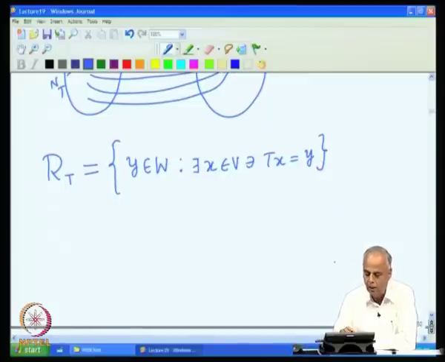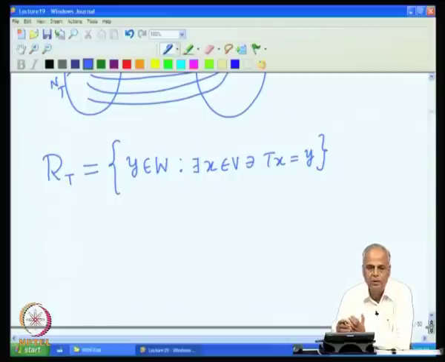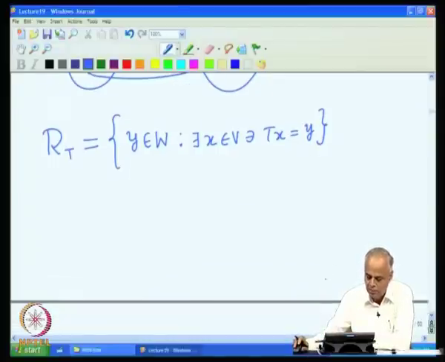So, R T is the collection of all such y for which there is a pre-image x such that T x equals y. We also say that R T is the collection of all the values taken by the function T. T of x is the value of the function at the point x. So, y is the value of the function T at the point x. We are collecting all the possible values that the function T takes.